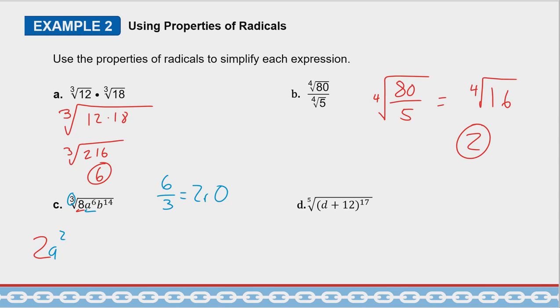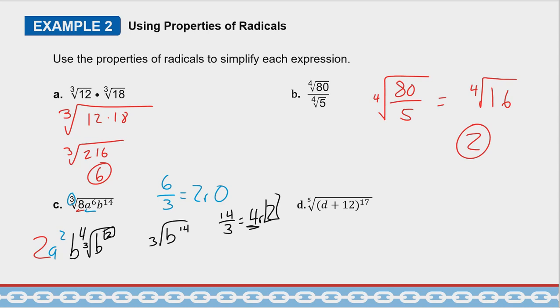And then for b to the 14th, the third root of that. Well, I'm going to take the 14 and divide it by 3. 14 divided by 3 is going to be 4 remainder 2. So that is going to be b to the 4th times the third root of b squared. This 4 is my exponent on the outside. This 2 is my exponent on the inside.